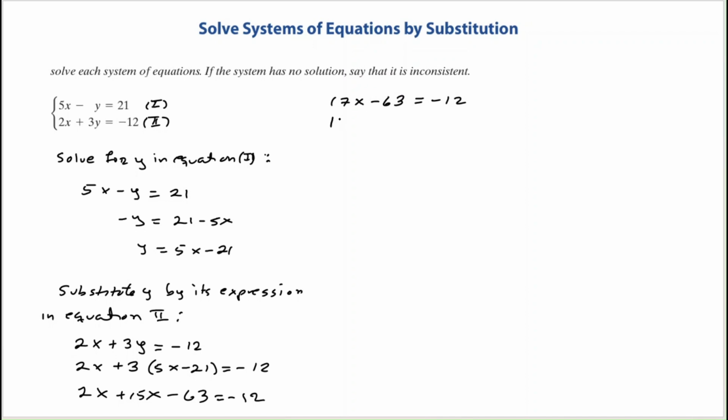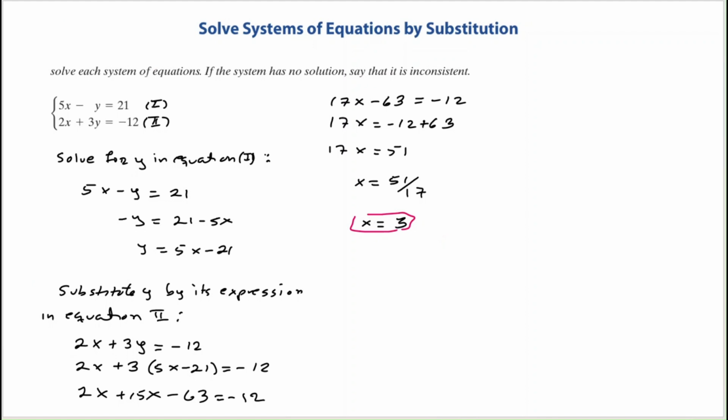Adding 63, 17x is equal to negative 12 plus 63. Negative 12 plus 63 will be 51. So we divide by 17 both sides. x is equal to 51 divided by 17. And then x equals 3. 3 times 7, 21, carry 2. 3 times 1 is 3, and 2 is 5, 51. So x equals 3. So one of the solutions here is 3.